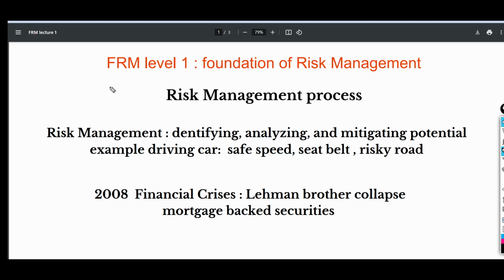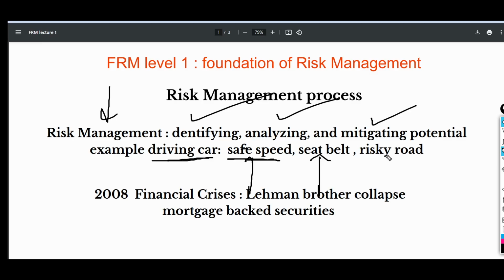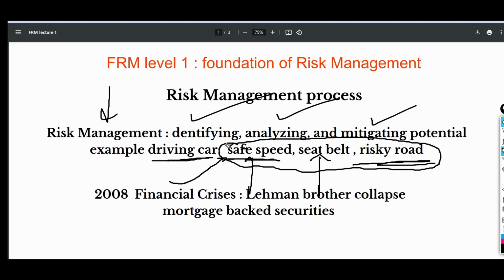But before that, what is risk management? Risk management is something related to identifying, analyzing, and mitigating the risks. I will take a very simple example. When you drive a car, you make sure that you are driving at a very safe speed, you wear the seat belt, and you avoid a very risky road. So we are following proper risk management practices here, so that you do not get into an accident.